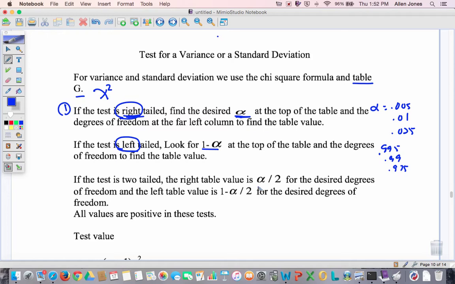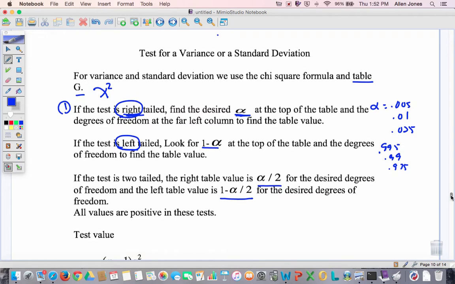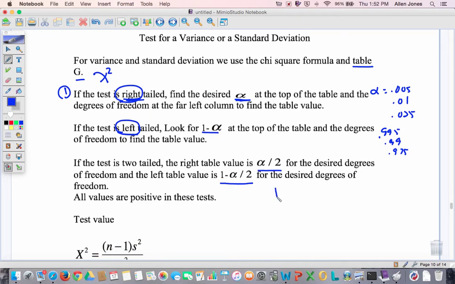If it's two-tailed, we're going to use two columns, alpha divided by 2 and 1 minus alpha divided by 2. Keep in mind that those numbers are used along with our degrees of freedom, which are our sample size minus 1. We'll use those alpha numbers along with our degrees of freedom to find the critical values from the table that will go on our curve, based on a right, left, or two-tailed test.